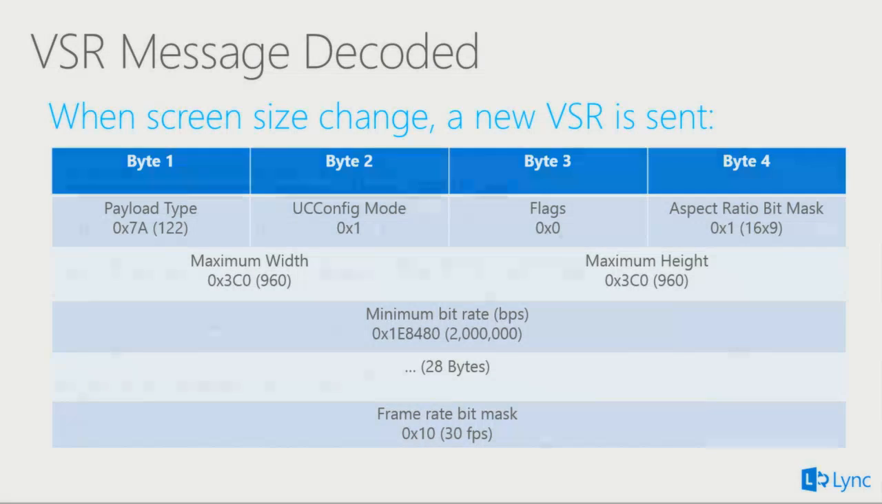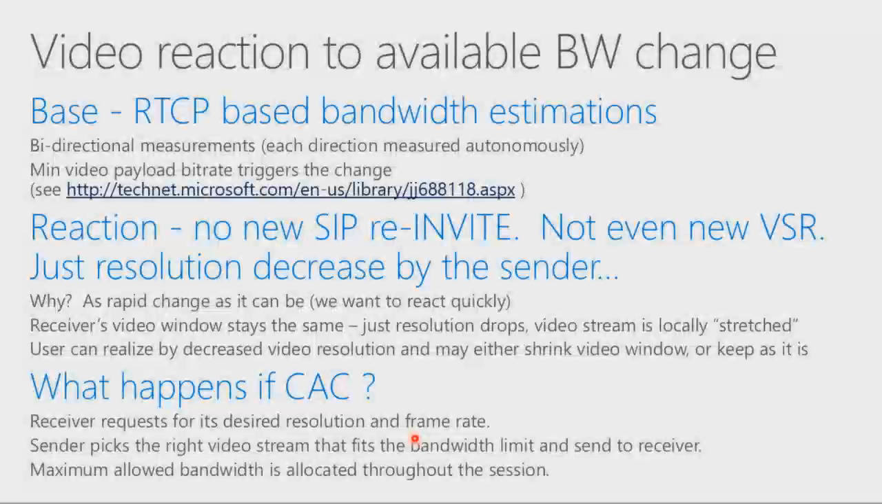So what happens if, in the middle, your network link changes, right? The bandwidth changes, how does it react to it, right, the media? Now, we use RTCP-based bandwidth estimation, right? We send some RTCP probes from time to time to measure the bandwidth. So basically, the sender and receiver both kind of know the bandwidth in each direction, right? All the parameters on the link. So the sender can react to that, right? You do not need a new invite.